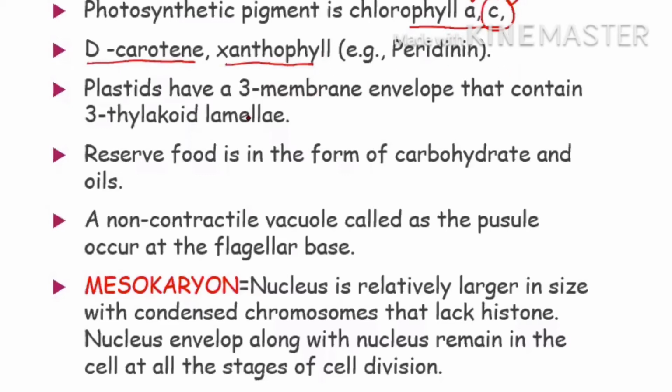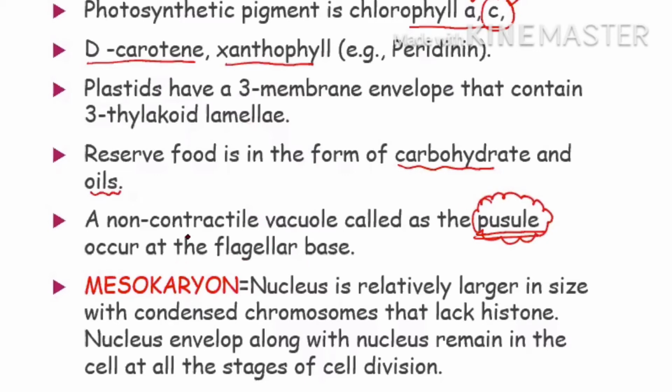They have photosynthetic lamellae also. Reserve food: they are doing photosynthesis, so obviously they will be storing food. The food is carbohydrate and oil. This is the reserve food present in dinoflagellates. Now, one important thing you have to remember: they have a non-contractile vacuole known as pusule. Please learn it. This is a non-contractile vacuole present in dinoflagellates.